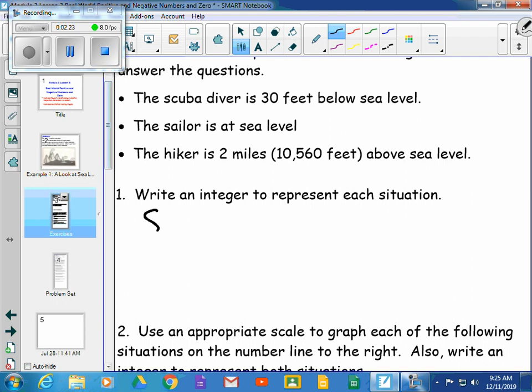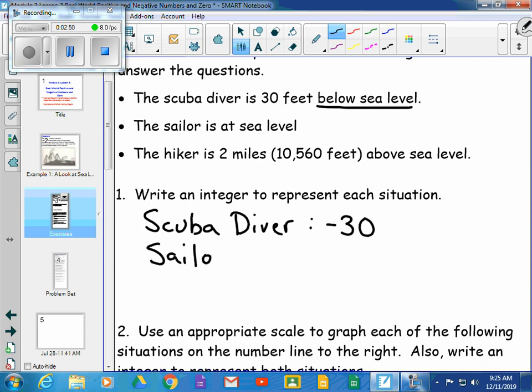So if we look at the scuba diver, he is below sea level. We're going to use sea level as our 0 point, our starting point. Below sea level is going to be a negative representation. So that scuba diver is going to have a negative 30 that represents his elevation. The sailor is at sea level, so sea level will represent 0 as our starting point.